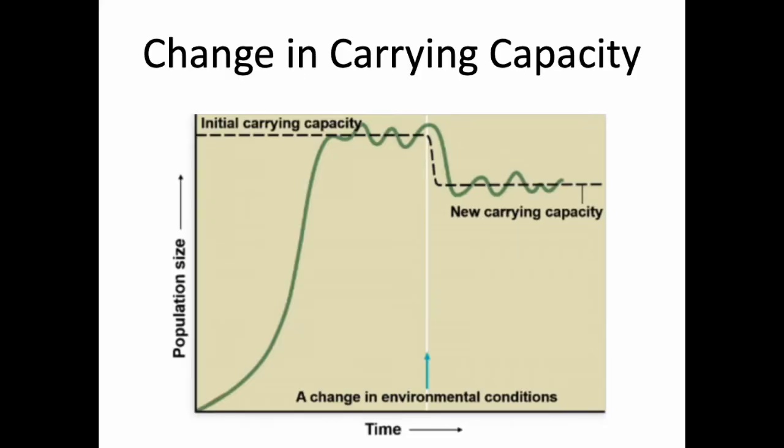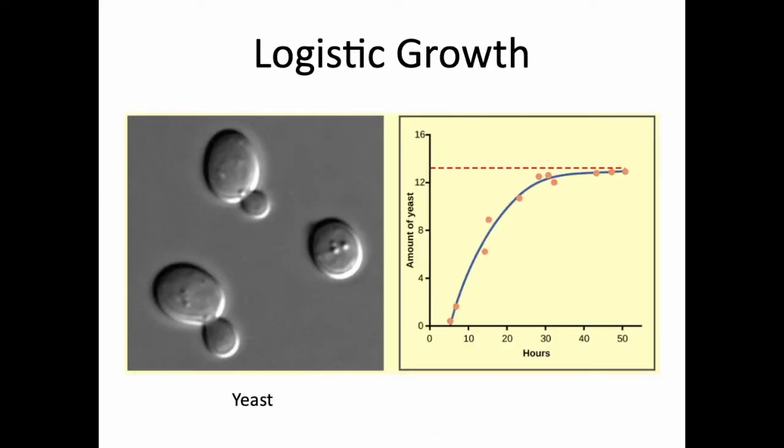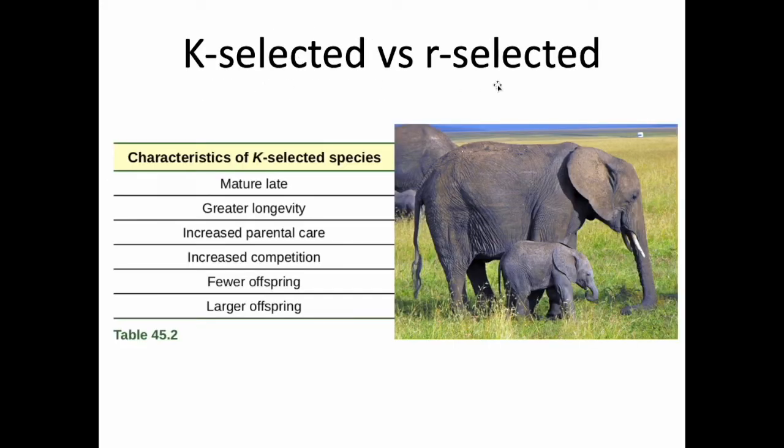Okay. Now, all organisms are going to reproduce like this, have this logistic growth curve. But there are two main strategies towards growth and eventually getting to that carrying capacity. These two strategies are called K-selected and R-selected. Let's start by describing the K-selected strategy.